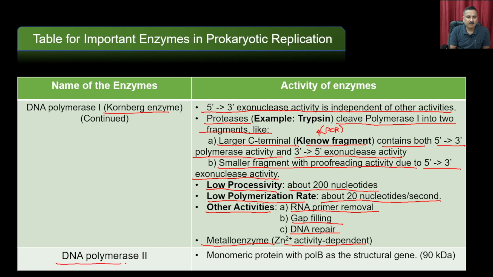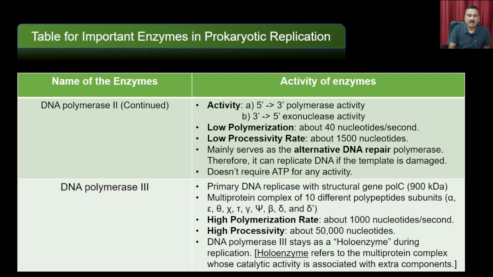Then we also have the DNA Pol 2. It is a monomeric protein with Pol B as its structural gene, with a size of 90 kilodalton. DNA Pol 2 has two activities, 5 prime to 3 prime polymerase activity and 3 prime to 5 prime exonuclease activity. It has a low polymerization rate, about 40 nucleotides per second, and it also has a low processivity, such as 1500 nucleotides. It mainly serves as the alternate DNA repair polymerase. Therefore, it can replicate DNA if the template is damaged. It does not require ATP for any type of its activity.